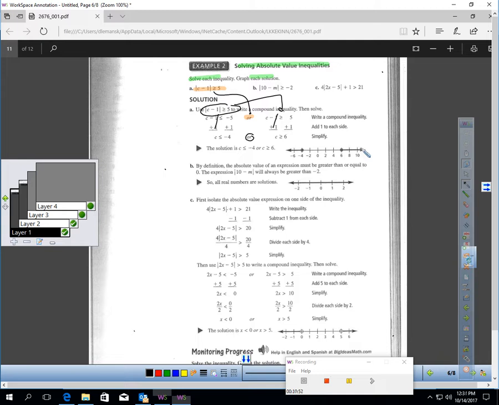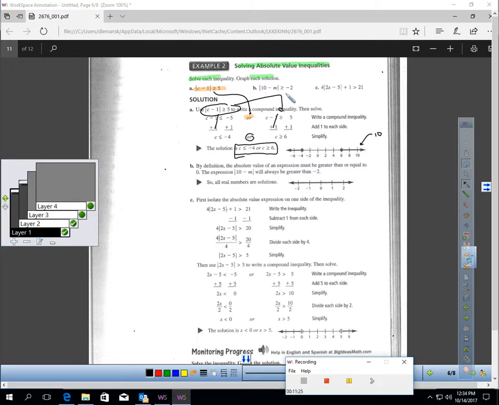Now remember, "or" means you must meet one condition. Let's try one of these. Let's try 10. Does the number 10 meet one of those conditions at least? Well, yeah, it does. It is bigger than 6. So it meets one condition.